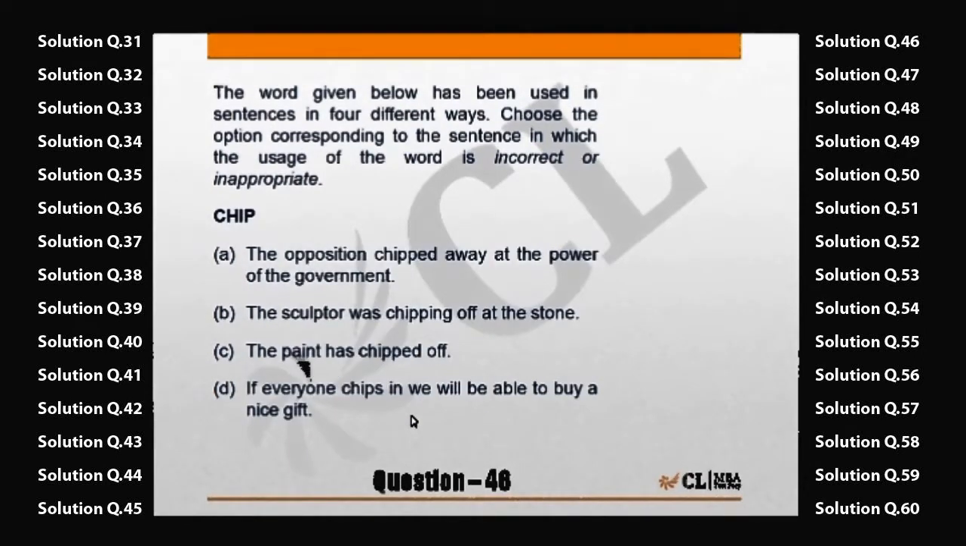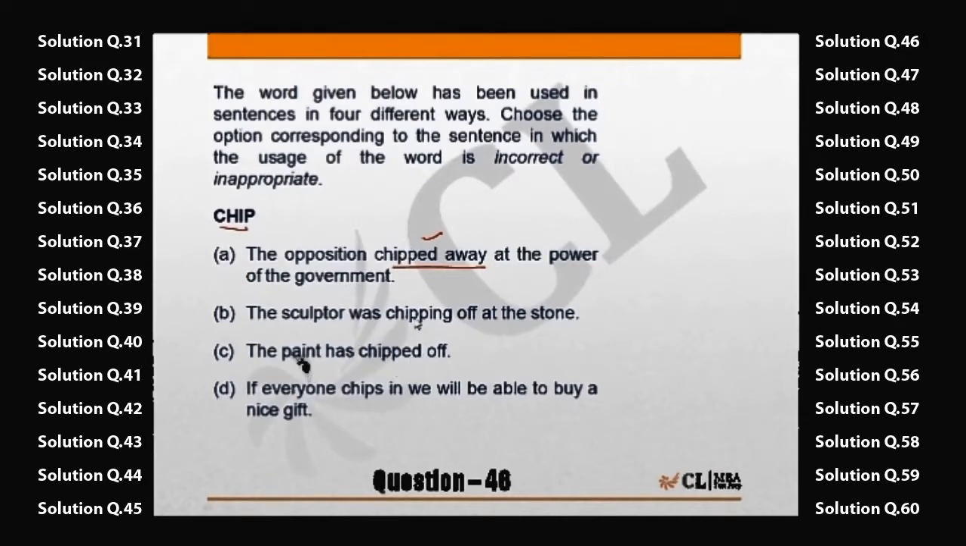Similar type of questions. The kind of question which you answer only if you are 100% sure. When in doubt, leave these kind of questions because you are more likely to get them wrong. Okay. So let's look at these statements. Chip. The opposition chipped away. You chip away at the power of the government. This is perfectly fine. You chip away at the power.